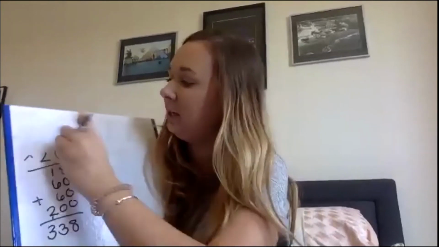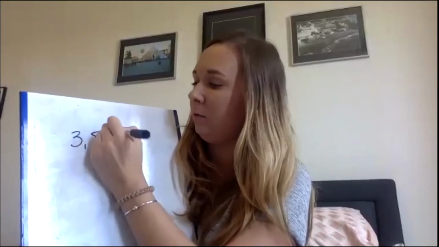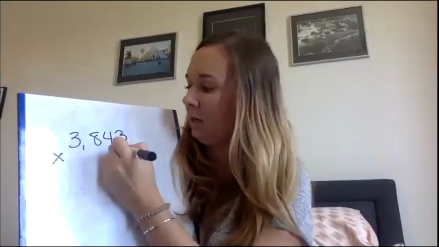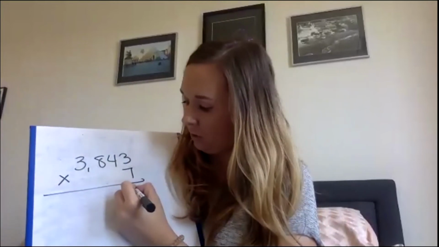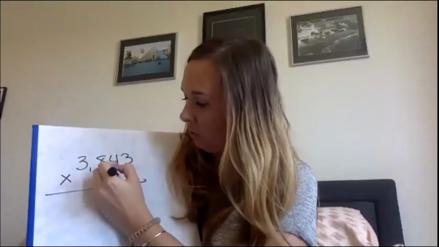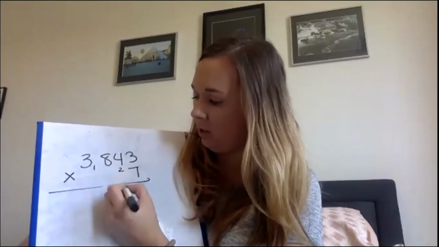You will see some like this in your work today, and I want to take a second to review one more multi-digit multiplication. We'll do 3,843 times 7. We're starting with 7 times 3, which is 21. I'm going to drop the 1. I'm going to carry the 2. 7 times 4 is 28. 29, 30.